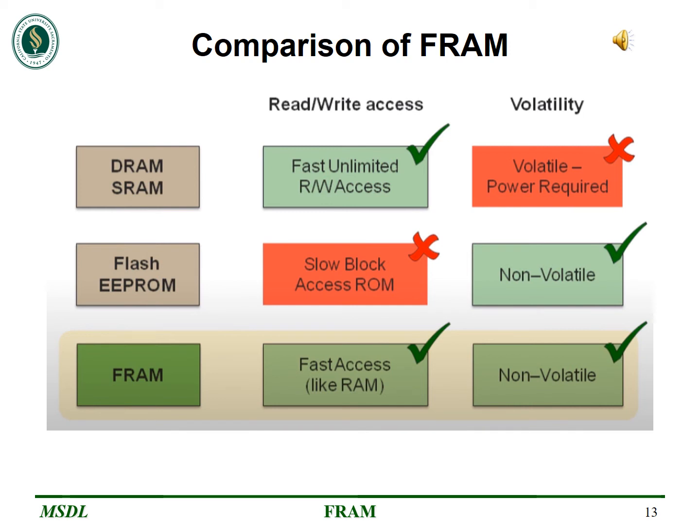Here is a brief comparison between FRAM and other memory technologies. FRAM offers the best of RAM and ROM. RAM, random access memory, is faster, but it requires a constant power supply to store the data, for example, static RAM and dynamic RAM. On the other side, flash and EEPROM have slower operation, but do not require a power supply to store the data, whereas FRAM provides both advantages, faster working operation and a non-volatile property to retain the data without the power supply.